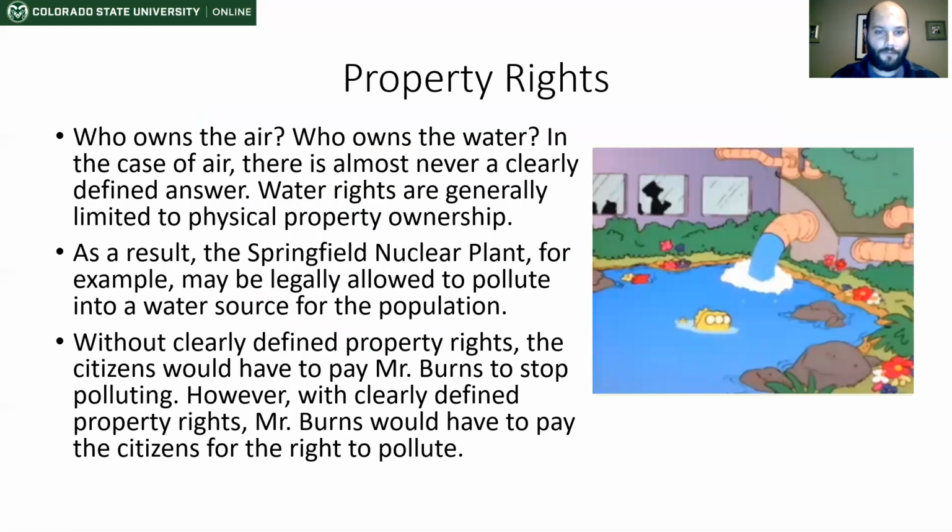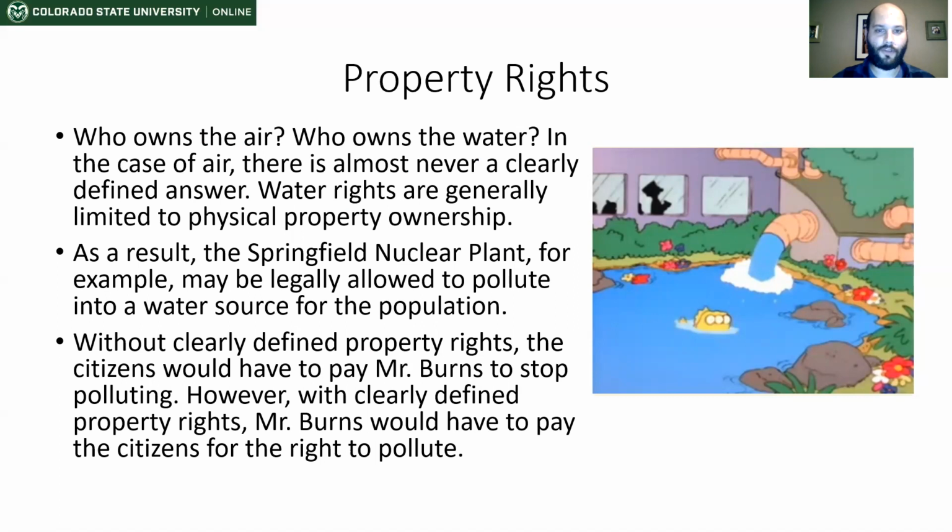Finally, we have property rights. Here's our example, Springfield with the nuclear factory and Springfield Lake with the three-eyed fish. So who owns the air and the water that people of the town of Springfield drink? A lot of times there's not a clearly defined answer. Water rights are generally limited to physical property ownership, and so that excludes things like the oceans and the Great Lakes, which in the United States are generally publicly owned. So the question is, again, who is going to protect those from being polluted?